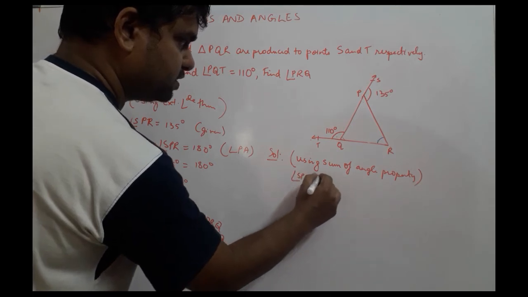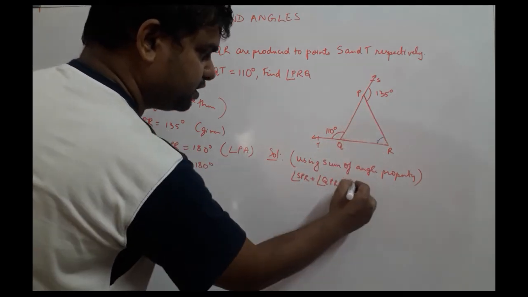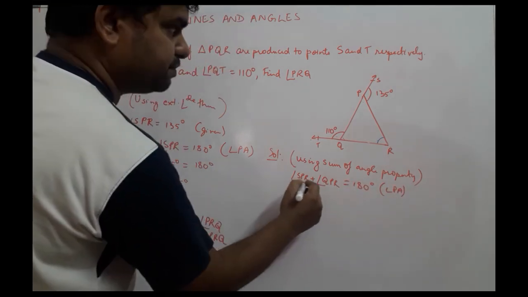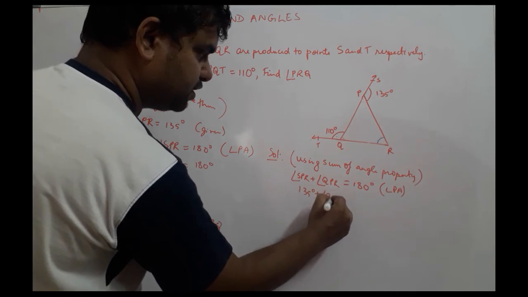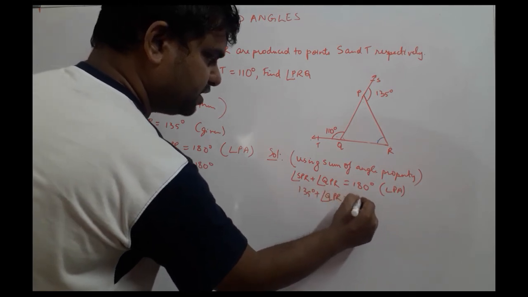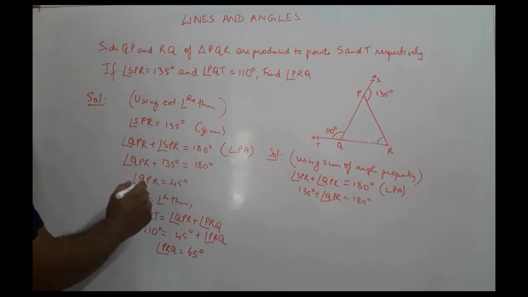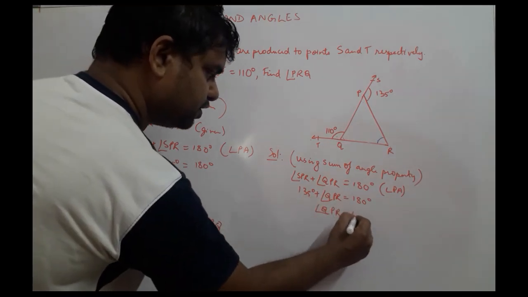SPR plus angle QPR, using the same thing, linear pair axiom. SPR is given as 135 degrees, QPR we have to find out, equal to 180 degrees. So the first step is almost the same, and we get QPR equal to 45 degrees. So QPR is equal to 45 degrees.